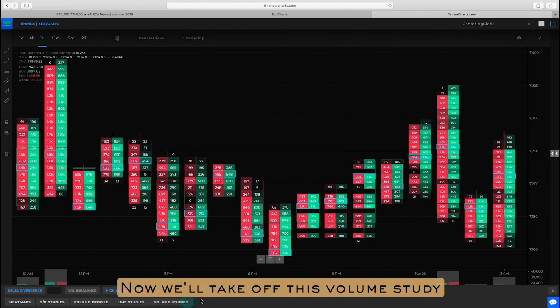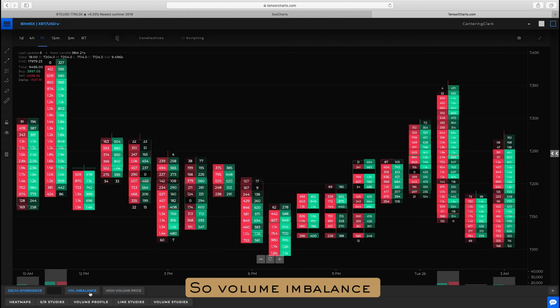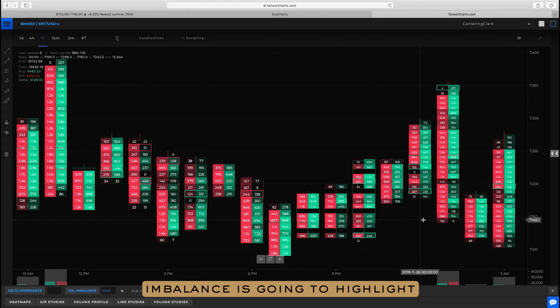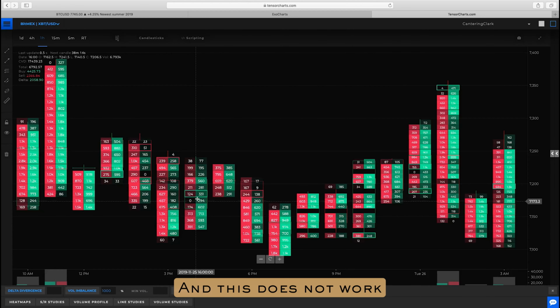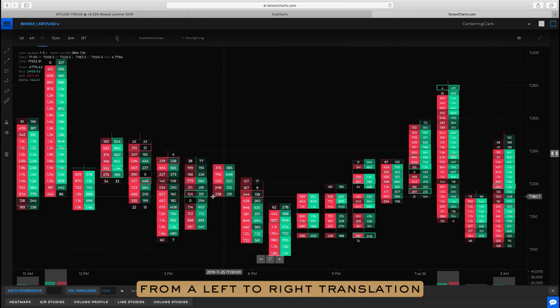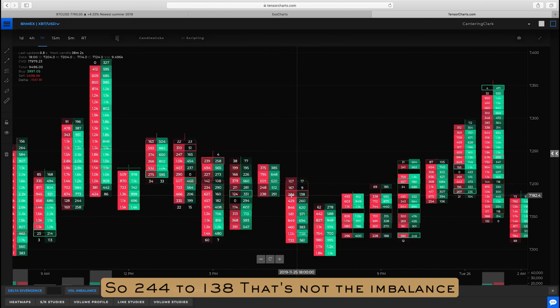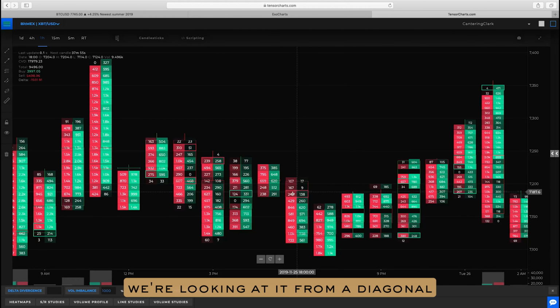Now we'll take off this volume study and show you one other thing: volume imbalance. The volume imbalance is going to highlight the boxes where imbalances took place. And this does not work from a left to right translation. Say, for example, we're looking at this red box right here: 244 to 138. That's not the imbalance. When we're looking at an imbalance, we're looking at it from a diagonal.